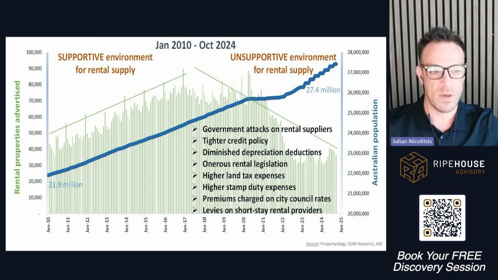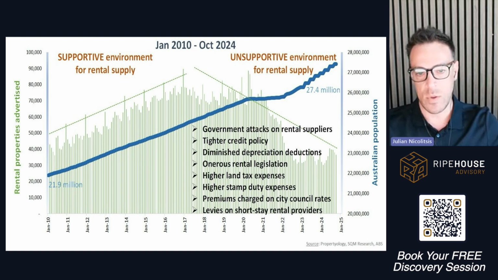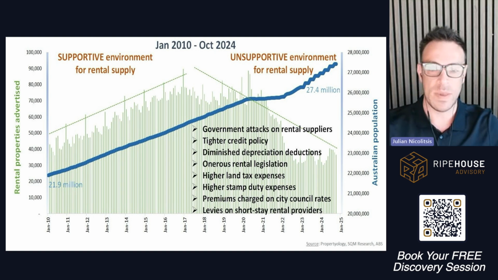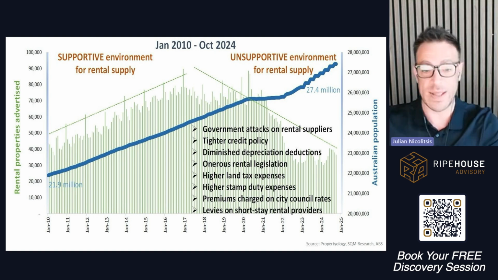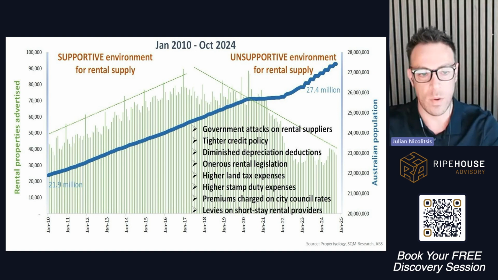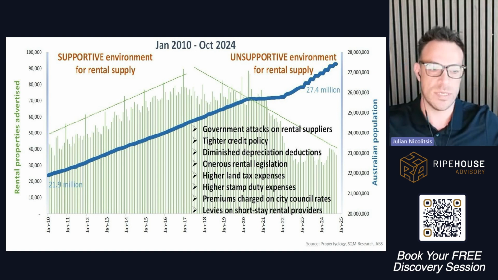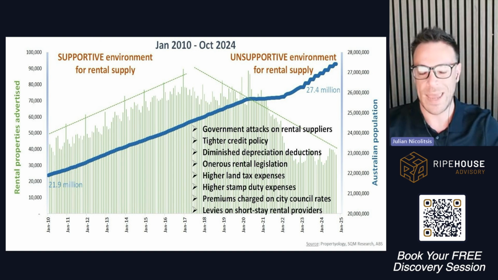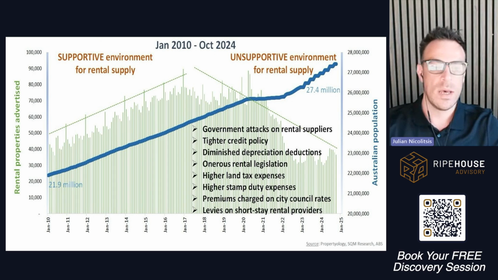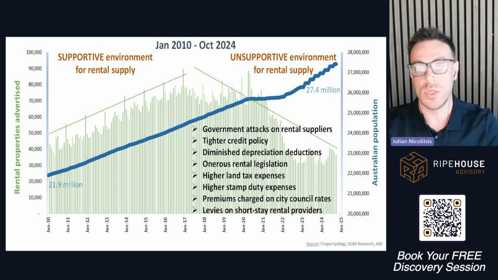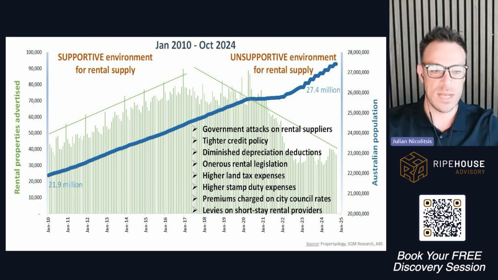I think the big one, if we go through the list here, you've had changes in government policy. You've had changes in APRA lending laws as well. So it's made it harder. People are quite restricted on their borrowing, let alone the fact that interest rates are higher, which also impacts your borrowing. Depreciation changes, legislation changes in terms of landlords now being expected to supply a lot more. You've got land tax issues as well. Higher stamp duty. A lot of the stamp duty concessions are quite heavily weighted towards new builds. And then there's premiums charged on council rates. Some of those council rates are getting quite expensive.